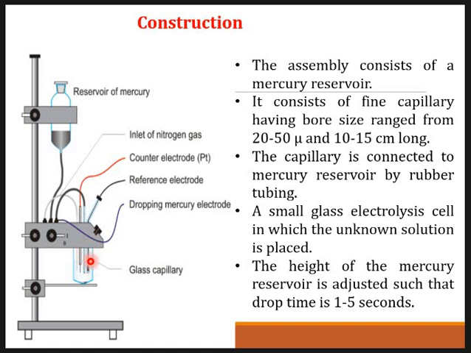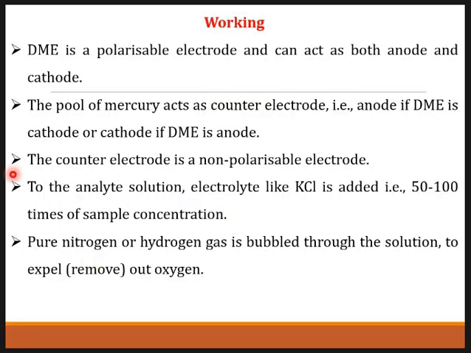That is, one drop will take a minimum of 1 to 5 seconds. The dropping mercury electrode is used as a polarizable electrode, that is, it acts as both anode as well as cathode. The pool of mercury acts as a counter electrode, that is, anode if the DME is cathode, or cathode if the DME is anode. Here the counter electrode is otherwise called a non-polarizable electrode.